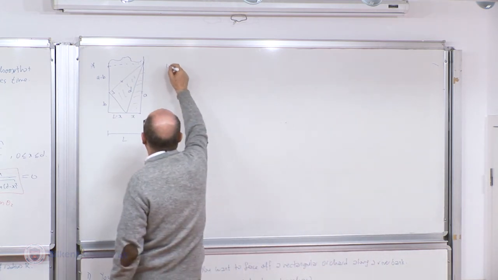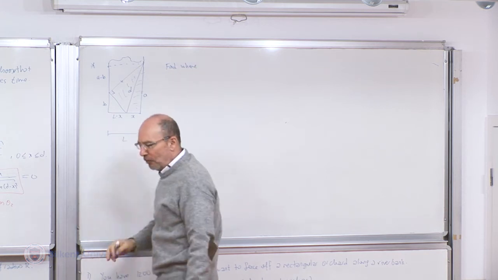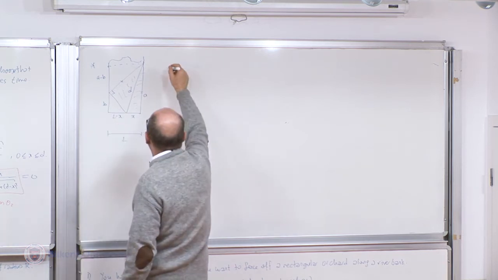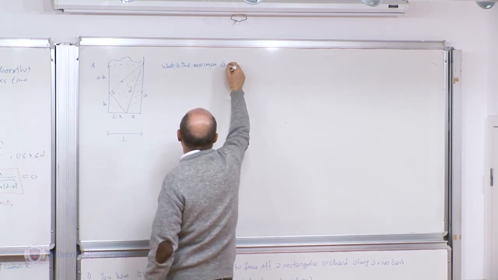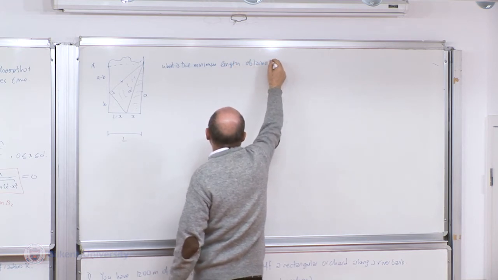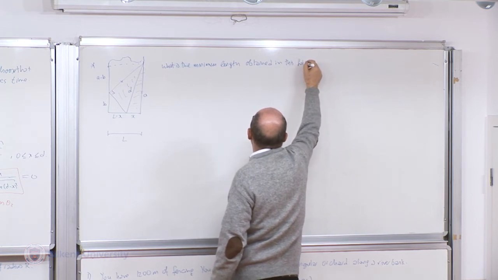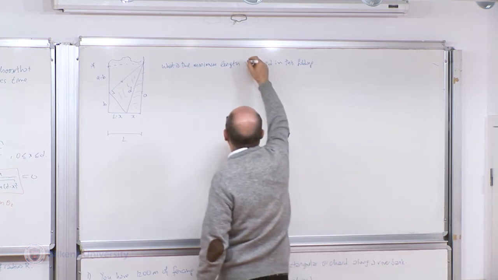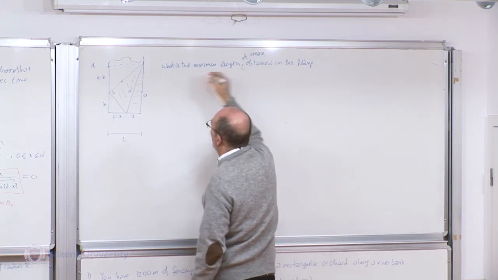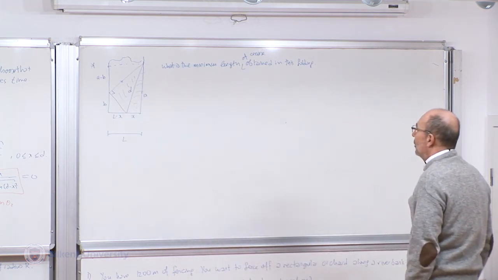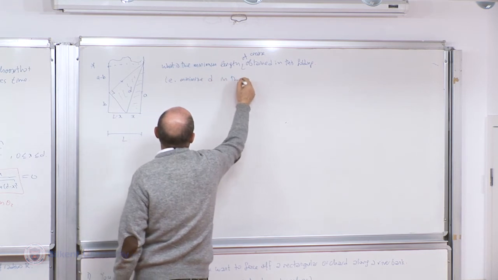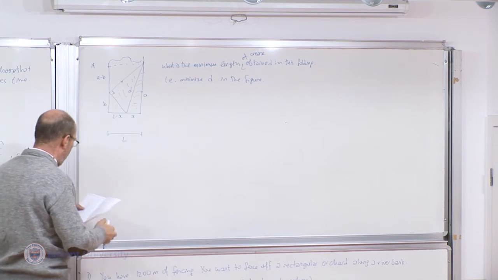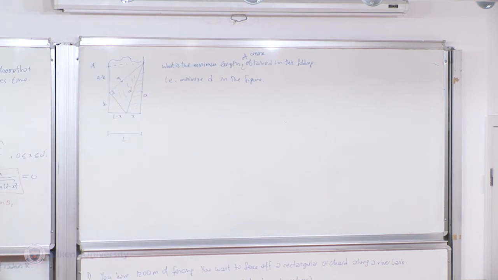Okay. So what is the minimum length obtained in this folding? Length of crease. Okay, so it is D. So we want to minimize D in the figure. So this is also A. All we have to do is write D in terms of X.